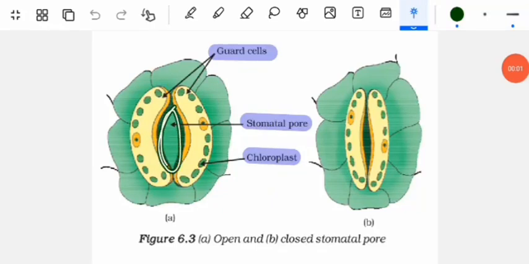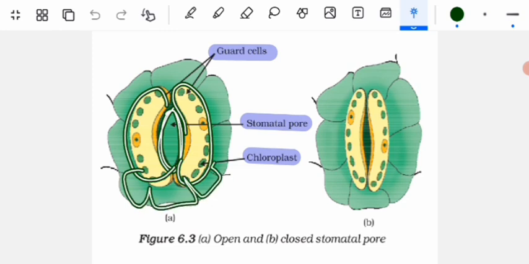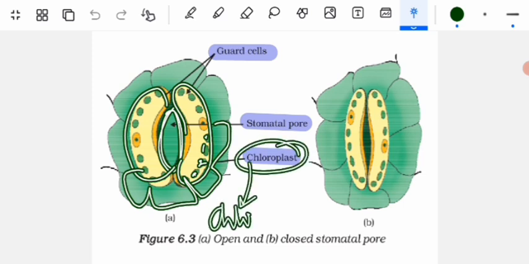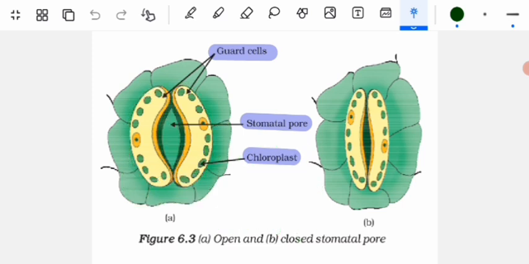So these are stomatal pores, this is guard cells and these are subsidiary cells. Okay, these green tiny structures are called chloroplast. What is in chloroplast? Chlorophyll. Chlorophyll is useful for photosynthesis, and about these subsidiary cells you will learn in class 11.